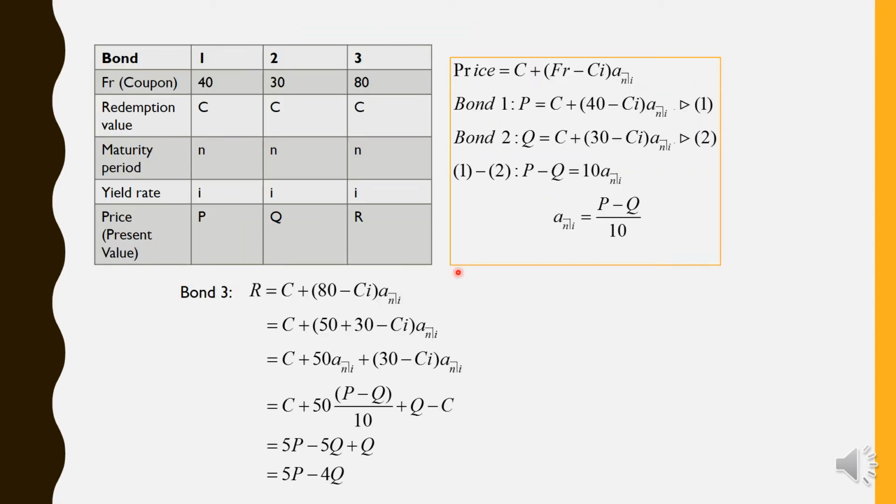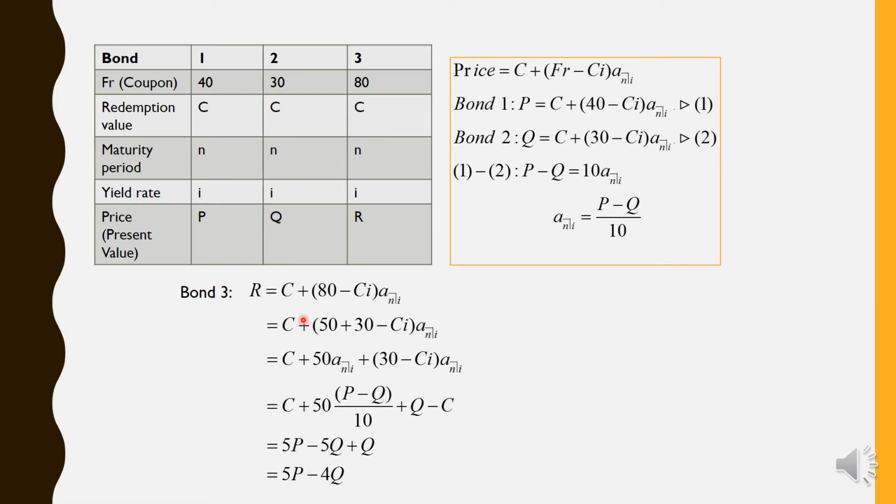By using the pricing formula, which is the C plus FR minus C over I a_n at the table just now, we can solve this question. For bond 1, we substitute all the values into the formula and get this equation, labeled as equation 1. The same goes for bond 2; we get this equation, labeled as equation 2. Then we take 1 minus 2, and we get P minus Q equals 10 a_n. Then we make a_n the subject, which gives P minus Q over 10.